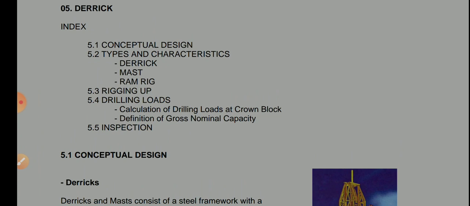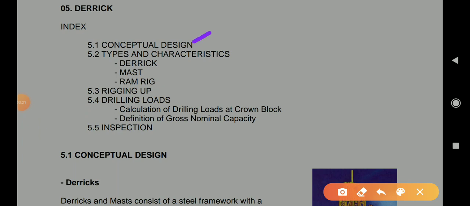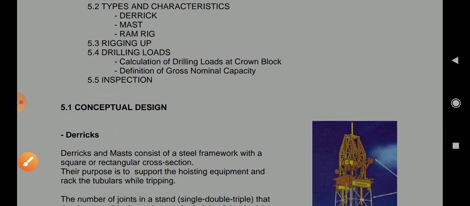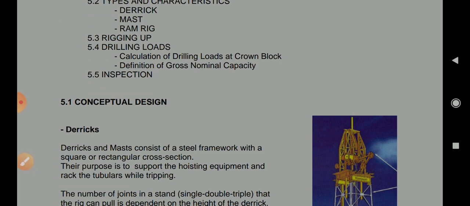Today we will discuss the description of the derrick. Here you see information about the derrick: the design of the derrick, and its types and characteristics. What are the different types of derrick? The first one is the derrick, mast, and ram rig. We are not discussing rig up drilling loads now; later we will discuss that. So what is a derrick? The definition of the derrick and mast.